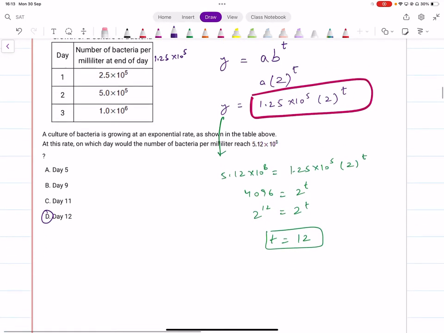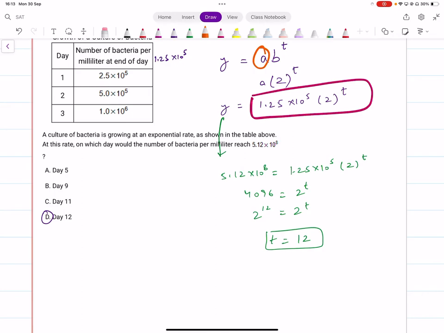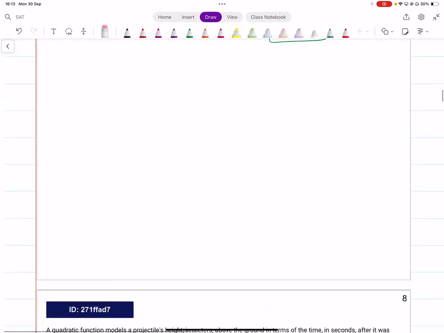So it's important to remember this value outside represents the initial value in an exponential function. This is the factor by which the values are increasing. Okay, achha. Question number 8. Okay, so the next one is question number 8.